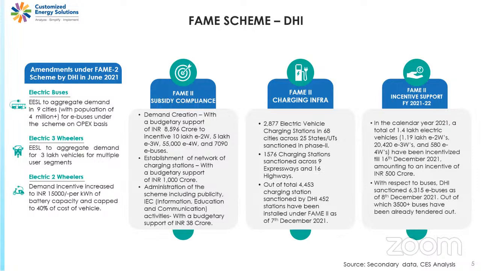And in 2021 itself, 1.4 lakh vehicles were incentivized, out of which 1.19 lakh were two-wheelers. So why did we see a huge jump in two-wheelers in 2021? This was mainly because of the demand incentive, which was earlier set at 10,000 per kilowatt hour, and in June 2021, DHI increased it to 15,000 per kilowatt hour, with a cap of 40% of the cost of the vehicle.